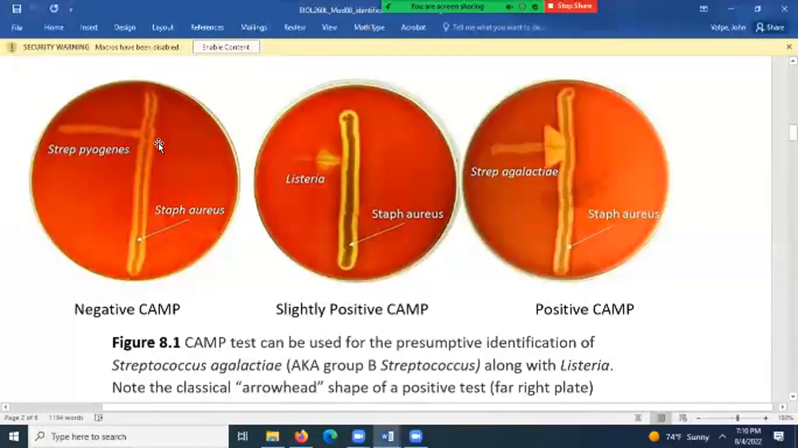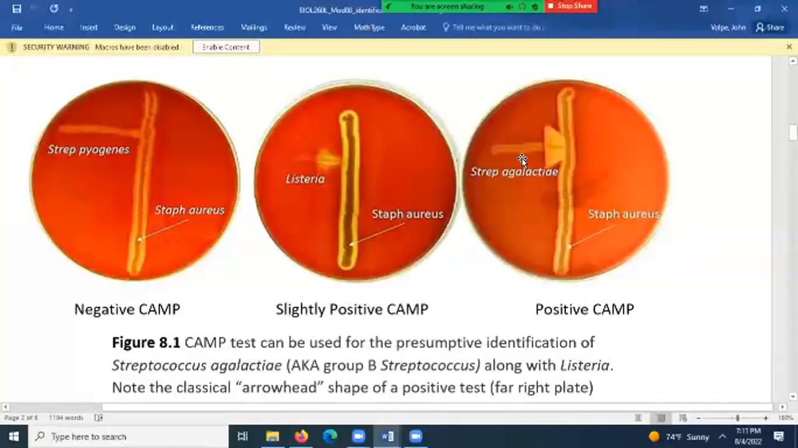Other bacteria have a mild enhancement, like Listeria. It is showing more hemolytic activity near Staphylococcus aureus than it is away from Staphylococcus aureus. And then with Streptococcus agalactiae, we have great enhancement of the hemolytic activity near the Staphylococcus aureus compared to further away from the Staphylococcus aureus.